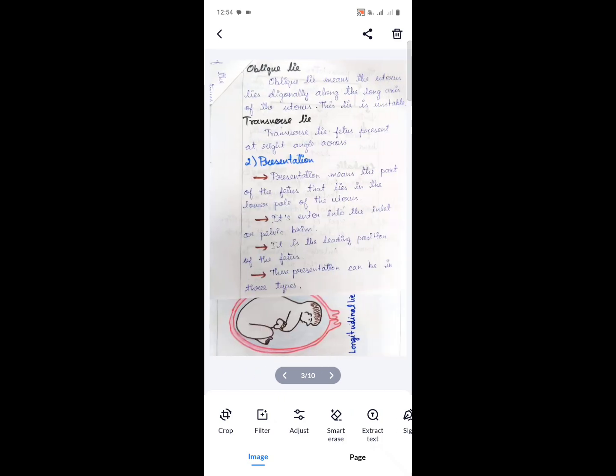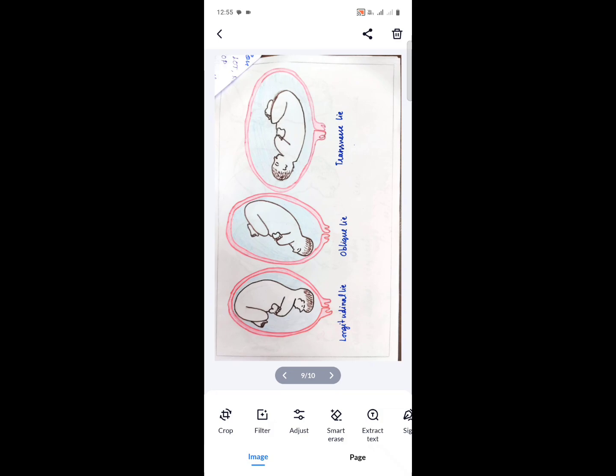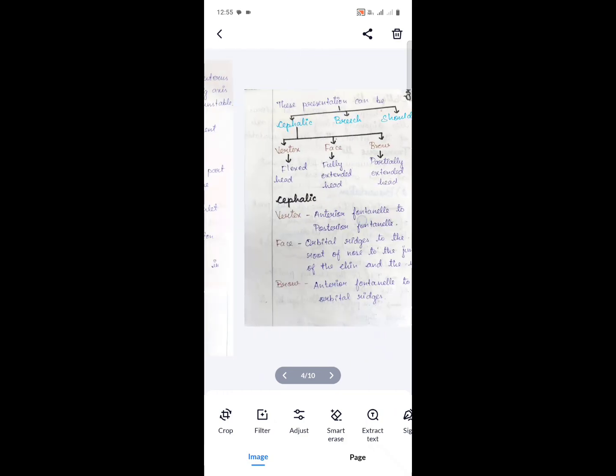In the oblique lie, the fetus lies diagonally to the long axis of the uterus. This is unstable. This second image is the oblique lie. If you look, the baby is present with its long axis slightly to the side, maybe on the right side or maybe on the left side, so it cannot keep the same position. If the mother sleeps on her left side, the position of the baby may change, so the lie cannot be stable.